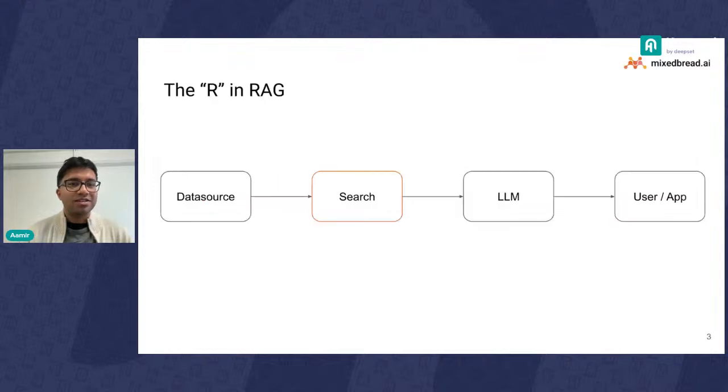So cool. Let's jump into it. Let's look at the classical RAG pipeline, right? We normally have a data source and we do search on top of that, and then we put it into an LLM, and this response is then fed to a user or to an application. And the most crucial part is the R in RAG, the retrieval step, which I call here search.